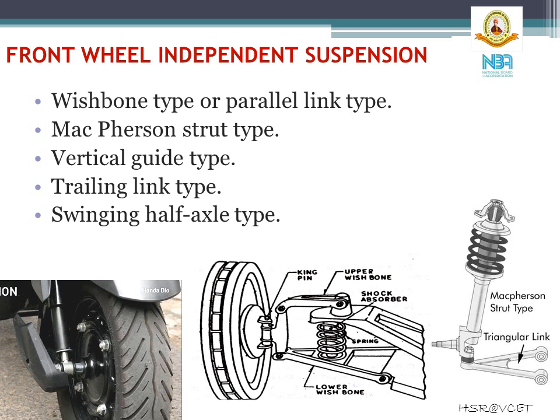Coming to the front wheel independent suspension systems, independent suspensions have become almost universal in the case of front axle due to the simplicity of construction of such a suspension system. Generally, there are five different types of independent suspension that are used for front axle. The first one being wishbone type or parallel link type. Second one is McPherson strut type. The third one is vertical guide type. The fourth one is trailing link type. And fifth one is swing half axle type. Now let us see one by one.